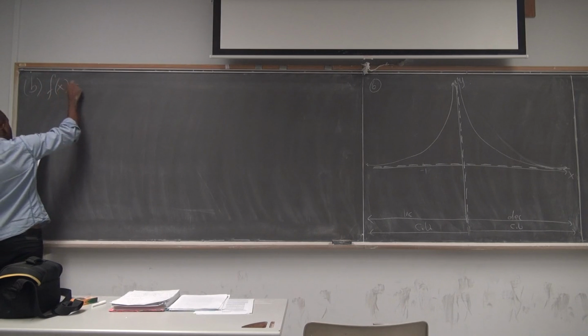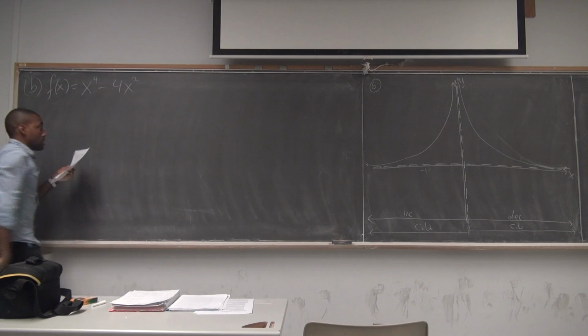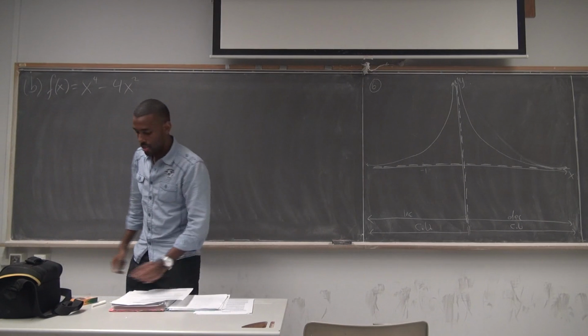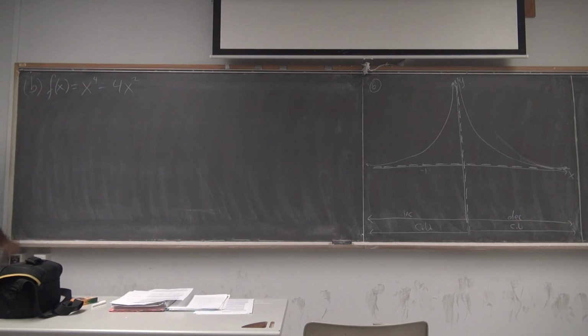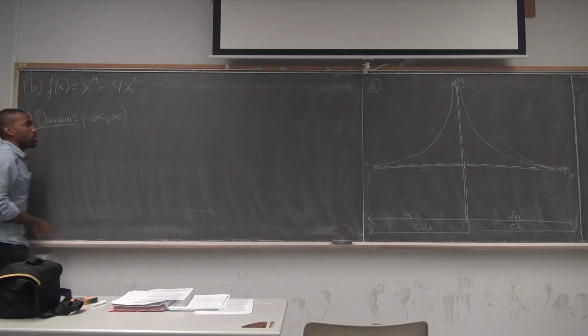So here, f of x equals x to the fourth minus 4x squared. So I have to find all that, and sketch the graph at the end of the day. Okay, so step one, domain. Hey, it's a polynomial, that's nice. It always exists everywhere. Cool. Two, intercepts.